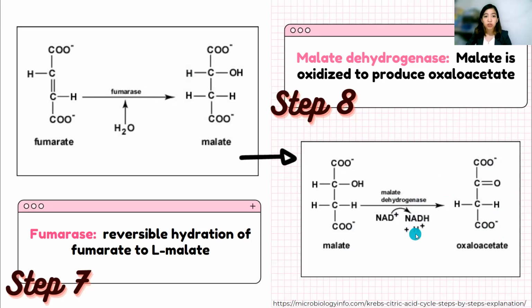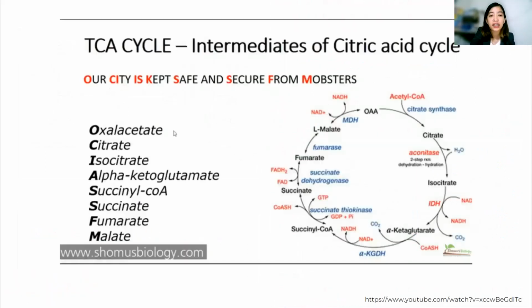oxaloacetate compound molecule. So, ayun, yun yung kakailanganin natin tandaan sa steps ng Krebs cycle. And I know na you are also exhausted by the terms, by the enzymes, pero here, I prepared yung mga intermediates of citric acid cycle by presenting to you a mnemonic para matandaan natin yung mga intermediates.